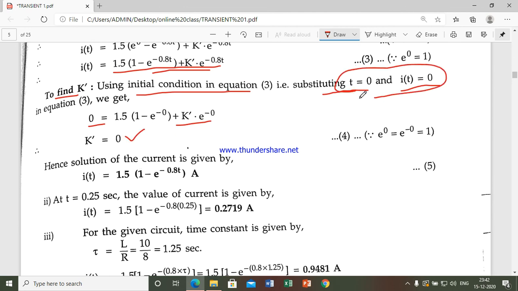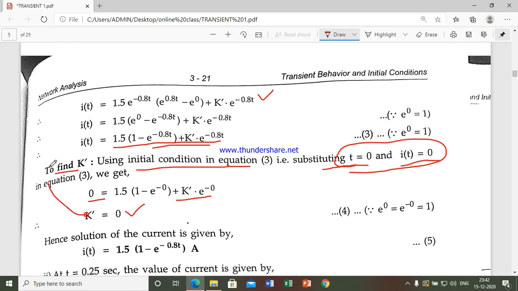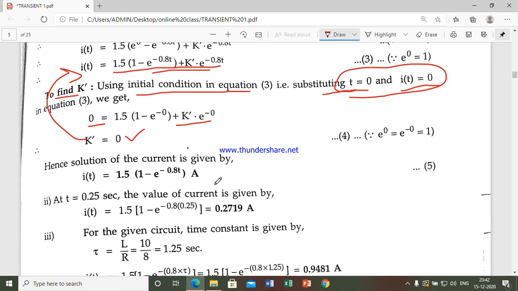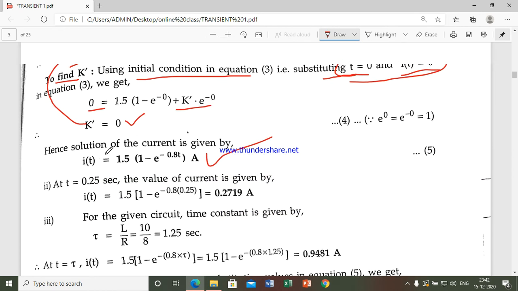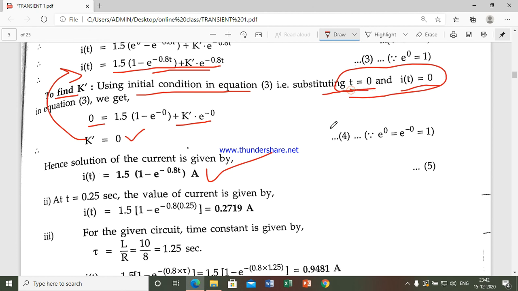In the second step, to find k dash, you substitute t equal to 0 and I of t equal to 0, and you get k dash. Then substitute the value of k dash in this expression, and we get I of t equal to 1.5, 1 minus e raised to minus 0.8t amps. Now we substitute t equal to 0.25 in this expression where you have t. Now substitute this one, we will get I of t equal to this.